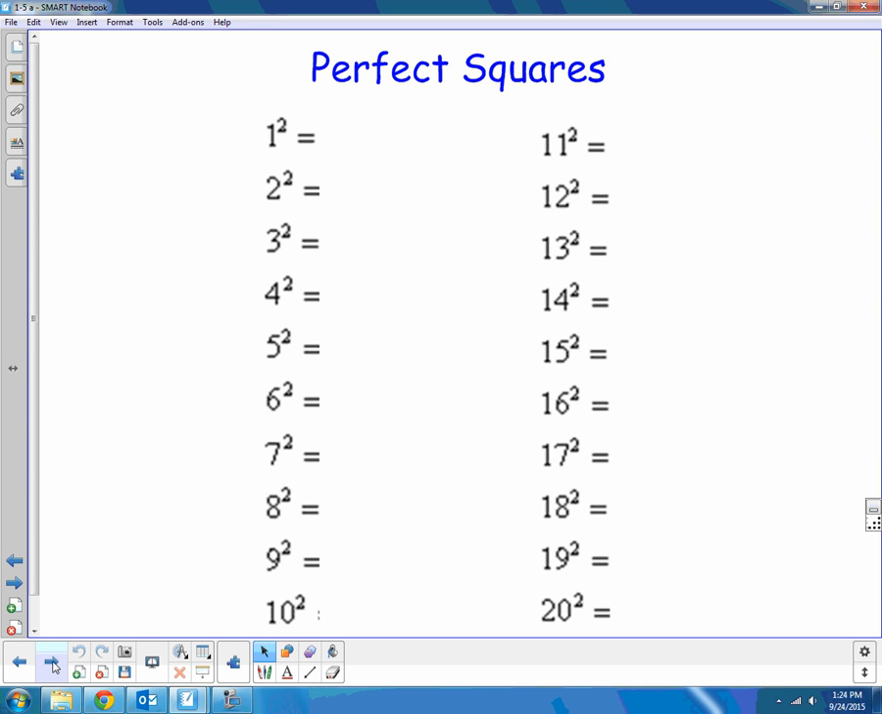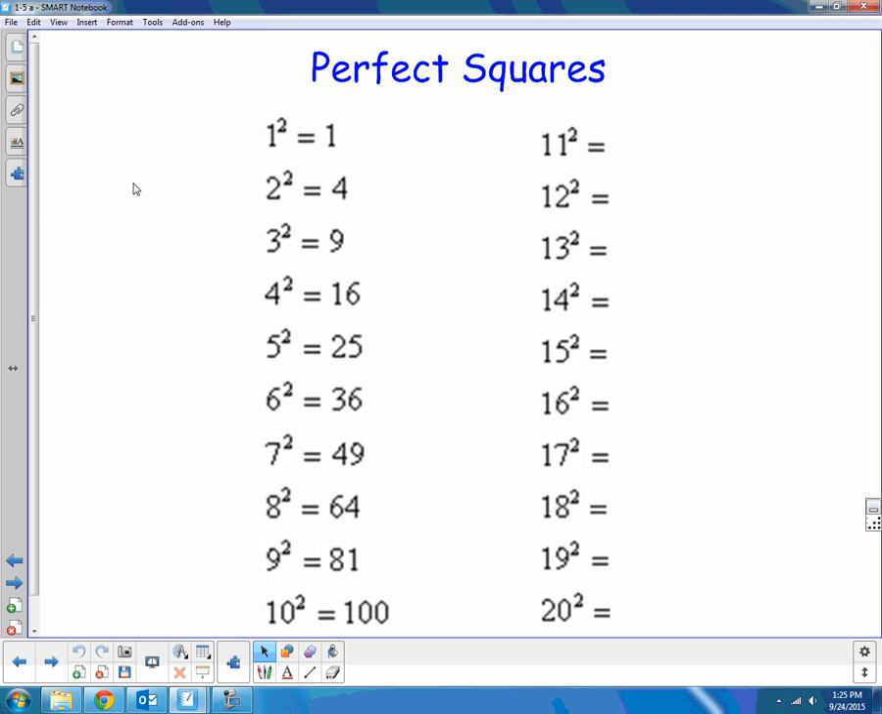First, I'm going to write these down. We're going to write the list of the first 20 perfect squares. And a perfect square is basically the square of a whole number. So 1 squared is going to be 1. 2 squared is going to be 4. 3 squared is going to be 9. 4 squared, 16. So pause it, write these first 10 down.